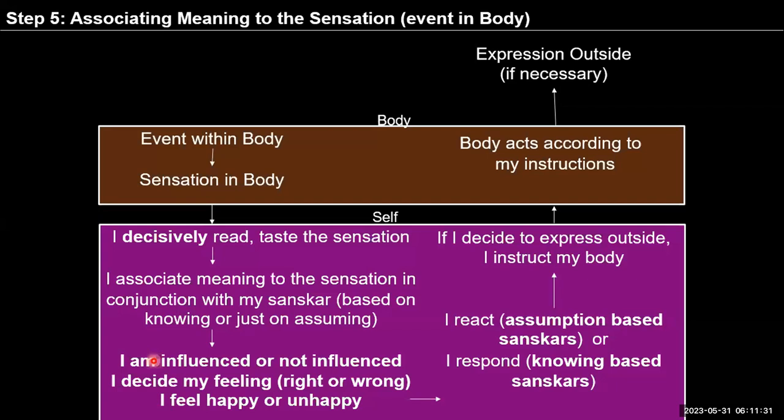But ultimately, if I have the right understanding, then I can have the right feeling all the time. Then I need not be impacted by this. So I am influenced or not influenced. I decide my feeling naturally acceptable or not naturally acceptable, and accordingly I am happy or unhappy. So within me, if I have the right feeling, I respond. If my assumption is based on knowing, on understanding, I will respond. But if I lack understanding, then I may respond or I may react, depending on how I interpret it.